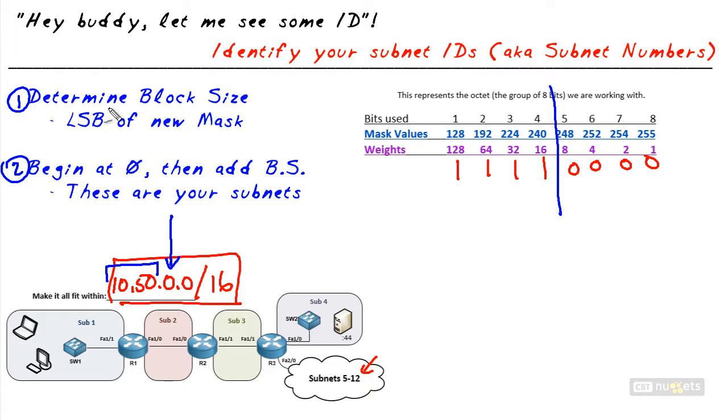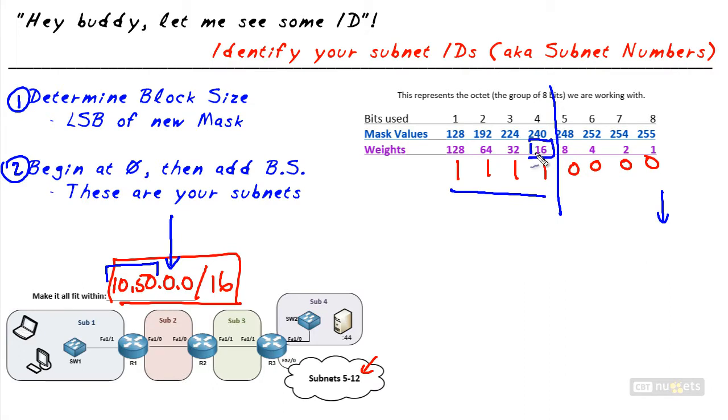I'd like you to determine the block size based on us using 4 additional bits for custom subnetting. And I'd like you to list out on paper the first 6 subnets that we would be using on this topology. All right, for those of you who are able to do this on your own, that's great. This does take a couple of practices to get the hang of it. So our subnets are going to be right here, determine the new block size, which is 16.